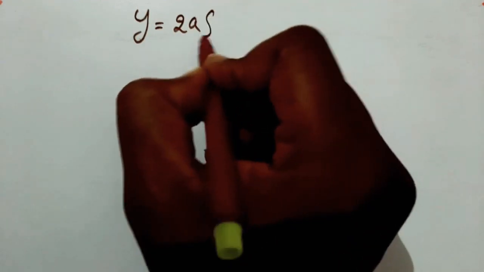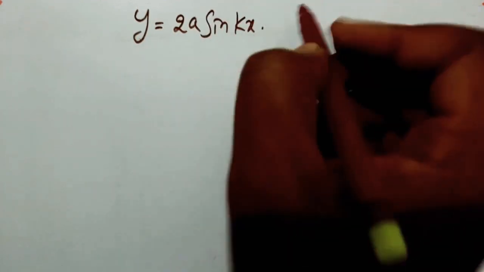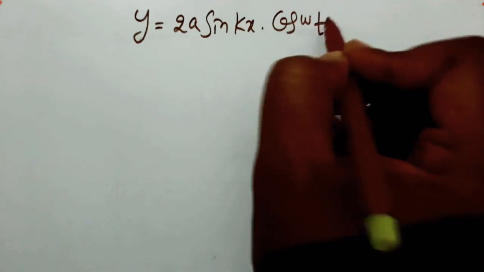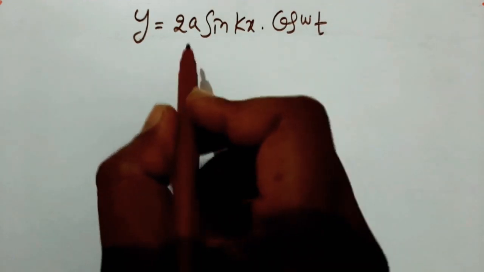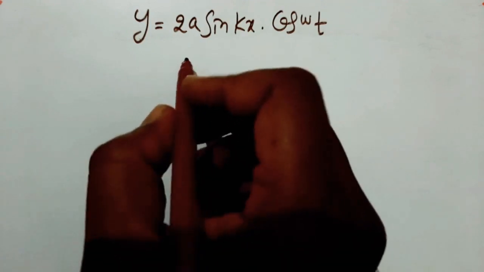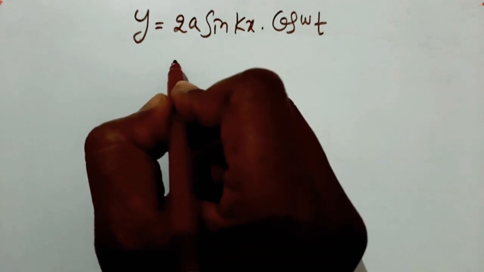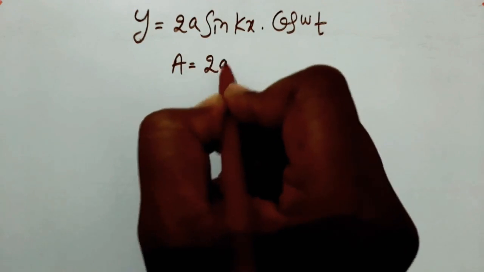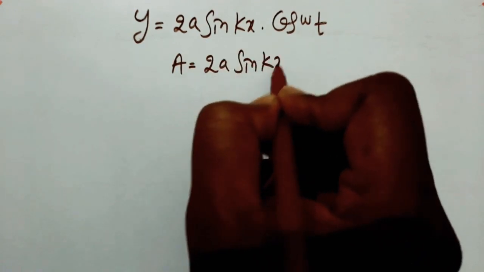We know the displacement of the standing wave is y is equal to A sin kx into cos omega t. Here 2a sin kx is the amplitude of the standing wave. That is, A is equal to 2a sin kx.